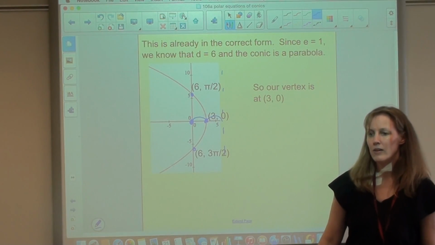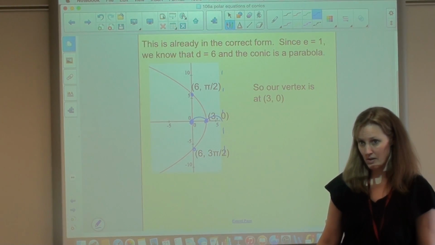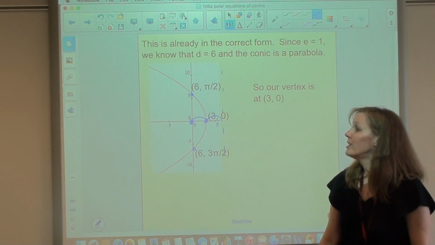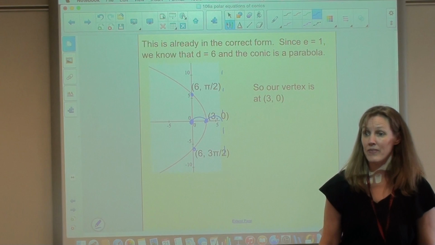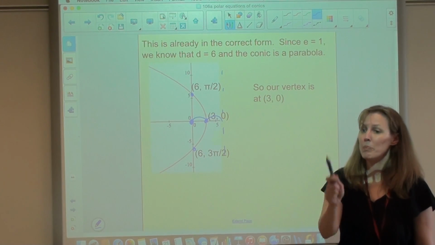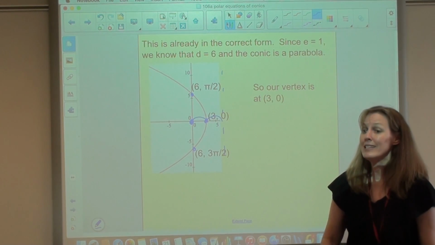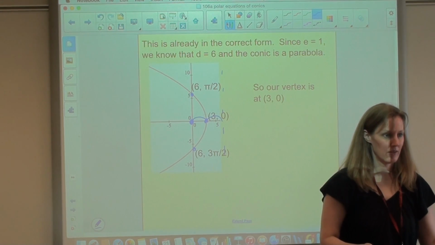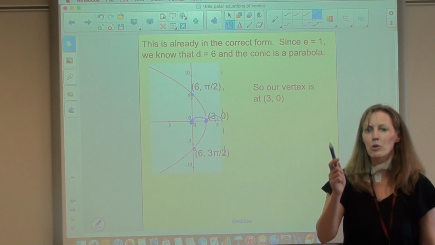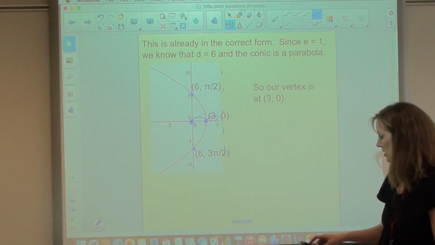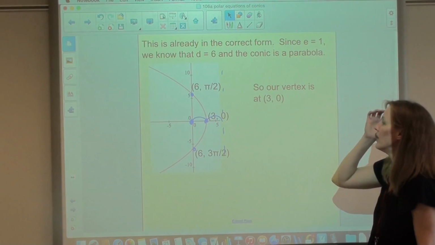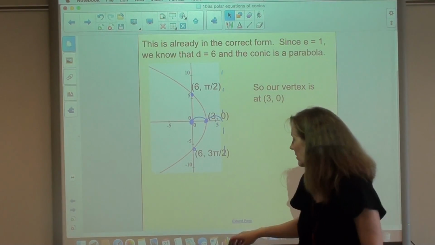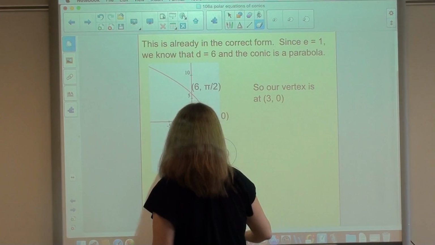So for directrix distance, it's the distance from the pole, not from the center or the edge of the parabola. D is the distance from the pole to the directrix. And if it was 6 over 1 minus cosine, it'd just be flipped. The whole thing would be flipped around.